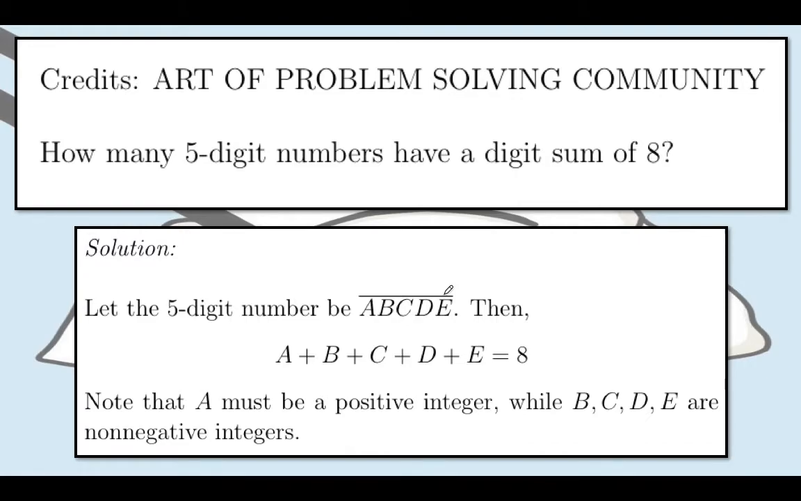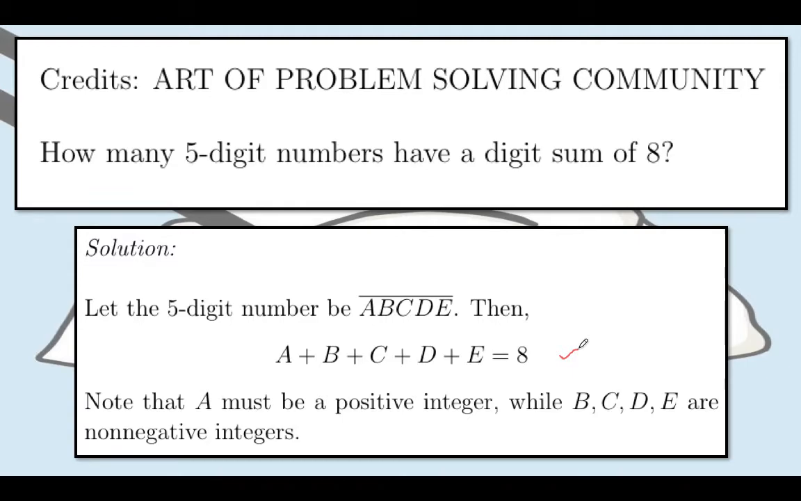Since that's the 5-digit number, the following equation must hold: A plus B plus C plus D plus E should equal 8, since the digit sum should be 8. Now note that A must be a positive integer, since if A is 0, then the first digit of the 5-digit number would be 0, and that would not make sense. But for the rest of the digits, they can be 0, so they can be any digit from 0 to 9, so B, C, D, and E are non-negative integers.